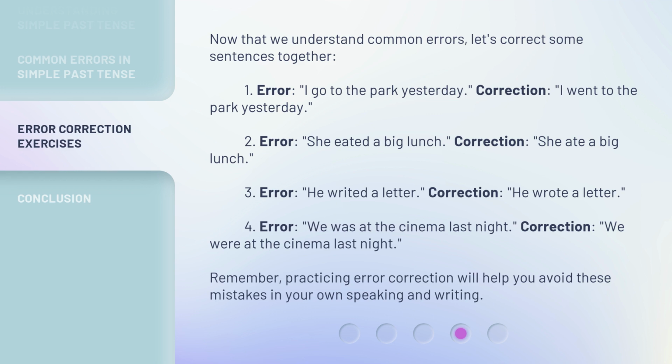3. Error. He writed a letter. Correction. He wrote a letter. 4. Error. We was at the cinema last night. Correction. We were at the cinema last night. Remember, practicing error correction will help you avoid these mistakes in your own speaking and writing.